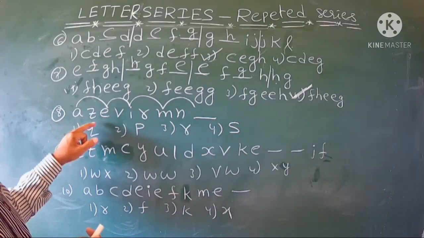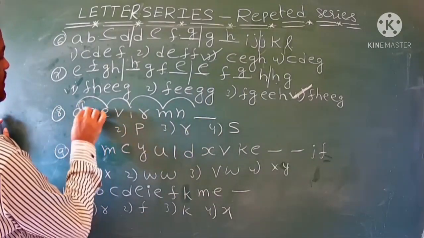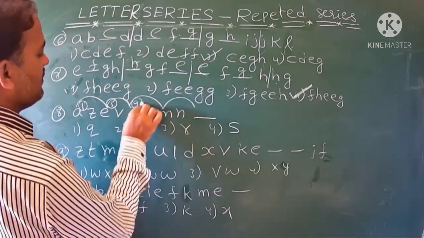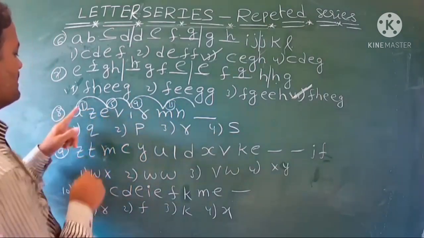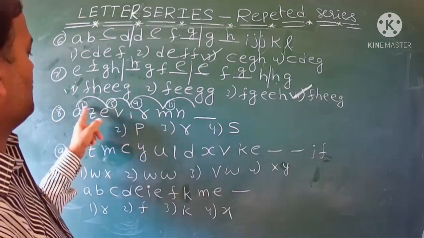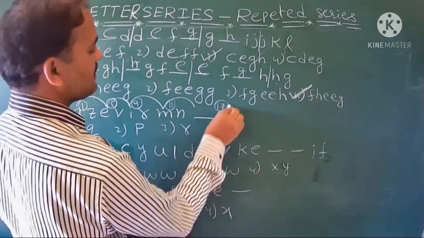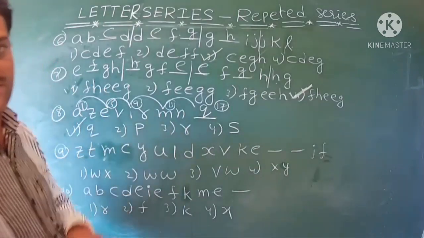You need to take these odd letters. So now if it is A1, E5, I9, M13, the difference is 4, so next I want 17. 17 is nothing but Q. So the answer is the first option.